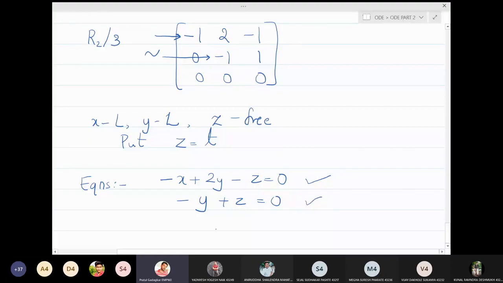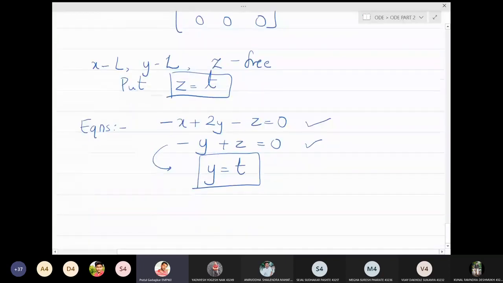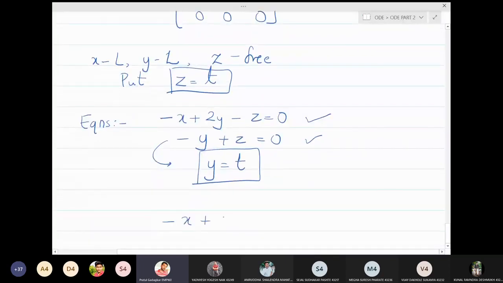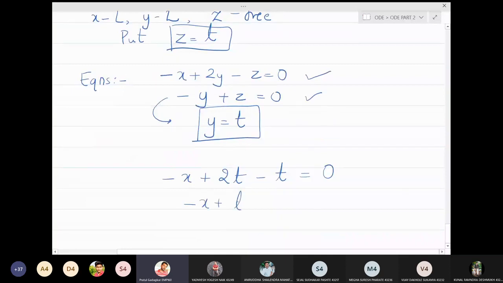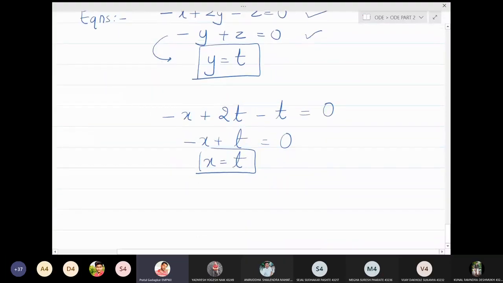So I'll put z equal to t, so I'll get y is equal to t directly from the second equation, because z is equal to t. I already got z, I already got y. I substitute this in first equation, so I'll get minus x plus 2t minus z, which is also t. So this is minus x plus t is 0, means x is equal to t. So I got all the three values of x, y, z. So my x, y, z have turned out to be t, t, and t.